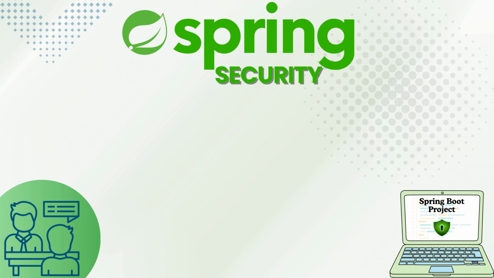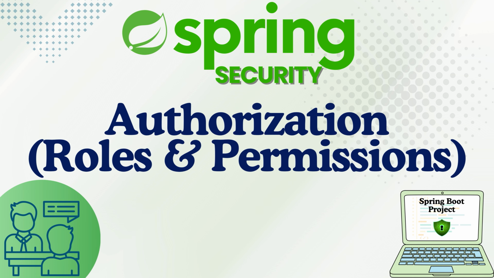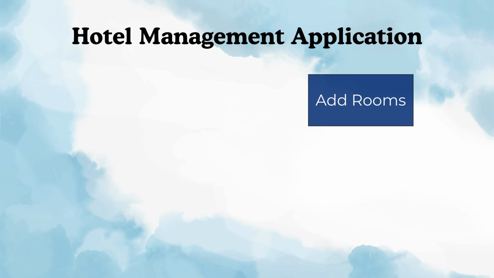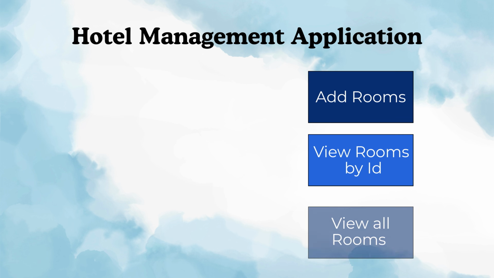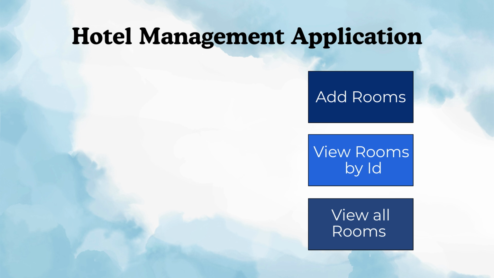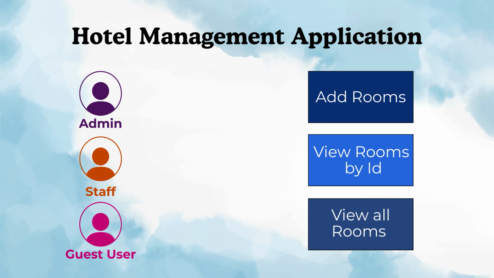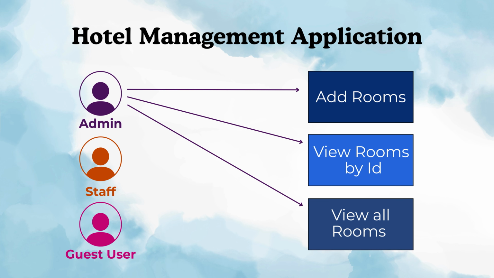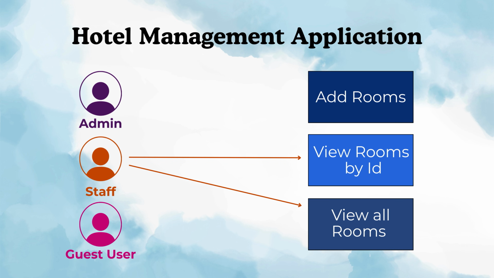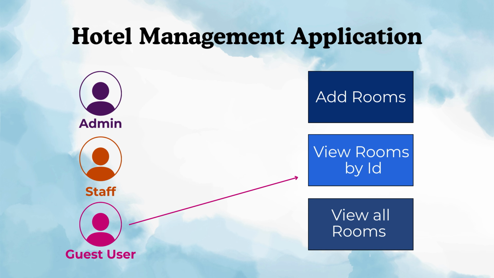And in this video, I'm going to discuss how authorization takes place in Spring Security. Imagine you're building a hotel management application and it has multiple functionalities. You can add a room, you could view some room, or you could view all the rooms. Now let's say we have three types of users: admin, staff, and a guest user. The admin should be able to access all the functionalities, add rooms, view any room, and view all the rooms. The staff should only be able to view rooms, but should not be allowed to add a room. And the guest should have the most restricted access. They should only be able to view their own room.